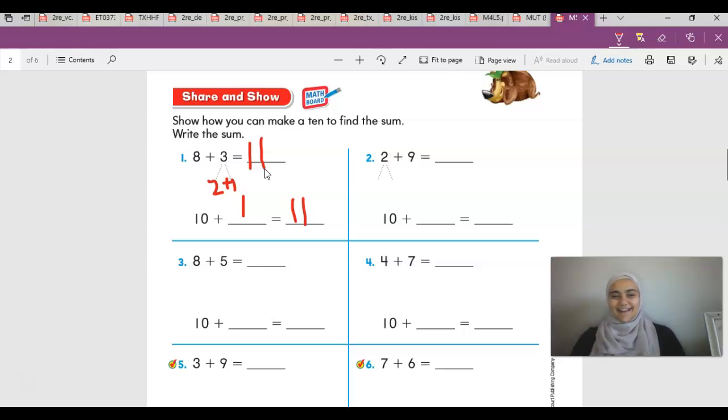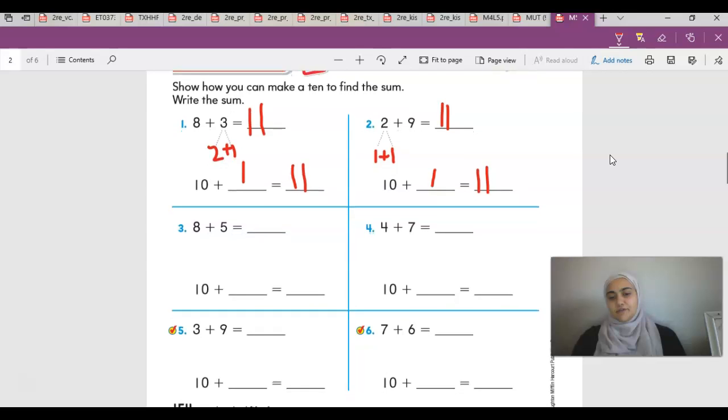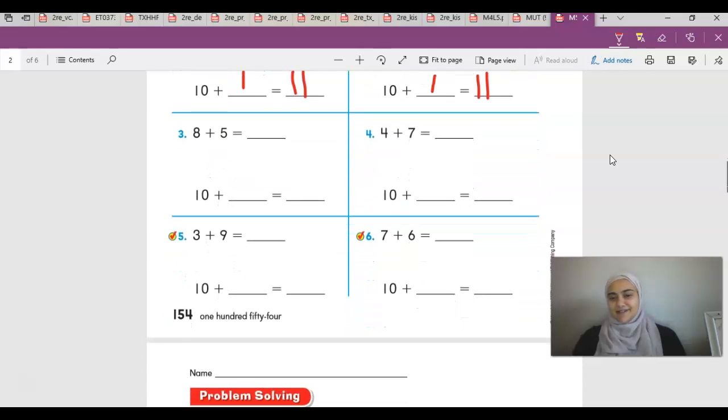All right, let's try it again. All right, 2 plus 9. Well, what we're trying to do is make a 10. So 9 plus what is 10? 9 plus 1 is 10. So I'm going to write 1 here. 9 plus 1 is 10. And then what plus 1 is 2? 1 plus 1 is 2. So if 1 plus 1 is 2 and 9 plus 1 is 10, then 10 plus 1 is what? 11. Very good. So 2 plus 9 is 11. Okay, this may sound super confusing to you now, but I promise it'll get easier, okay?